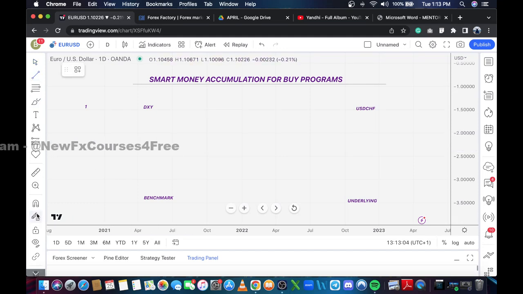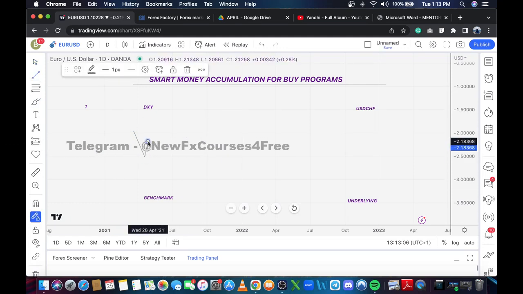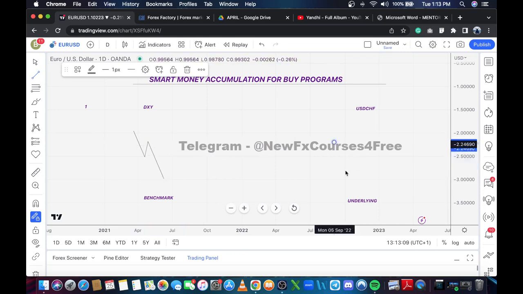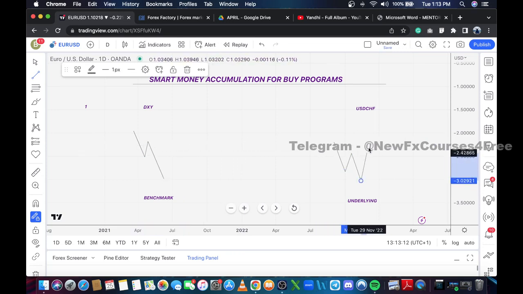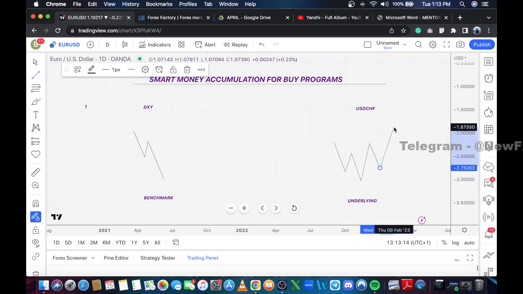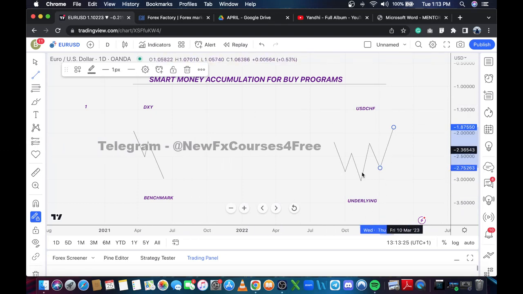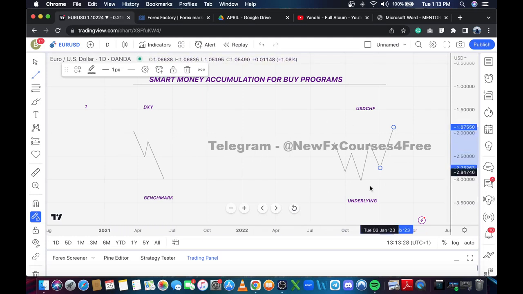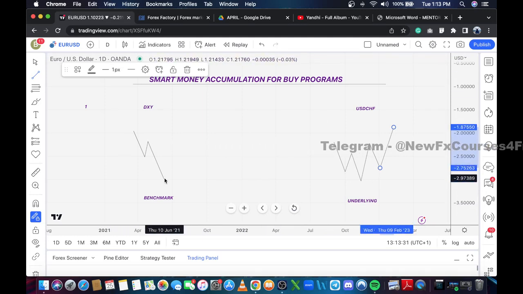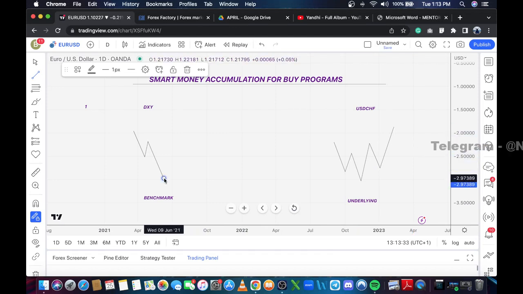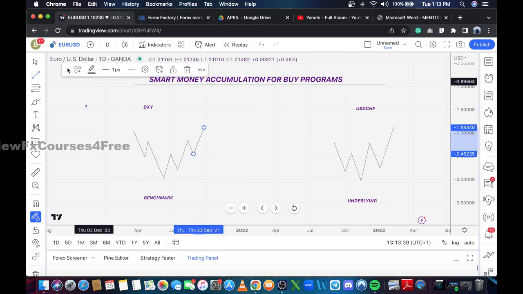If dollar is making lower lows and USD CHF is making higher lows, then we have underlying strength on our underlying asset, which is USD CHF, and this should really skyrocket because dollar is going to have to catch up to our underlying, because dollar cannot keep trading lower if our underlying is trading higher. So eventually dollar has to catch up and has to trade higher against our underlying, which is CHF, which has relative strength.